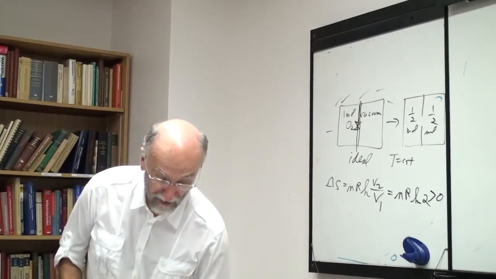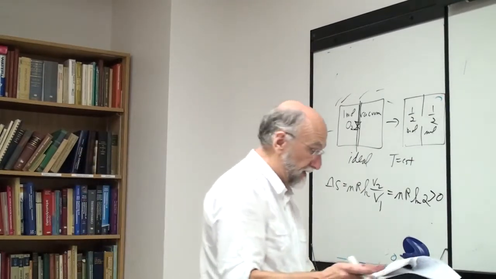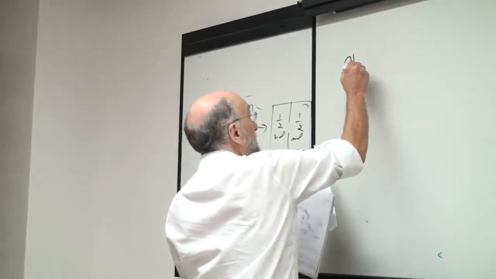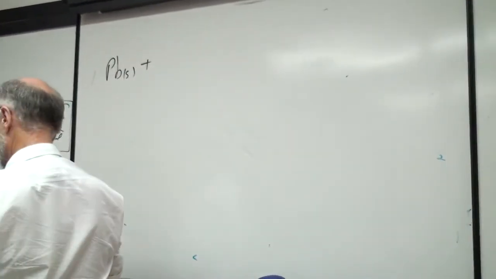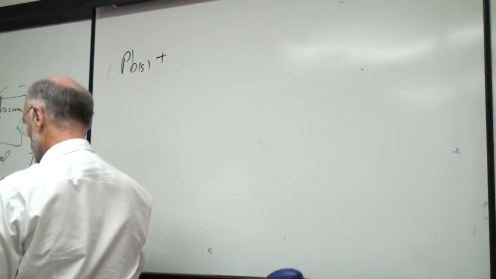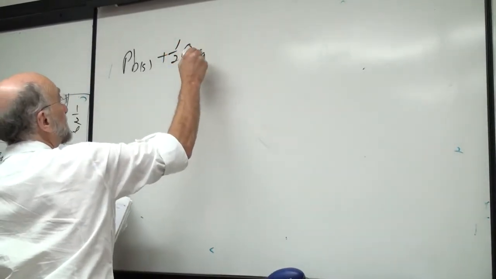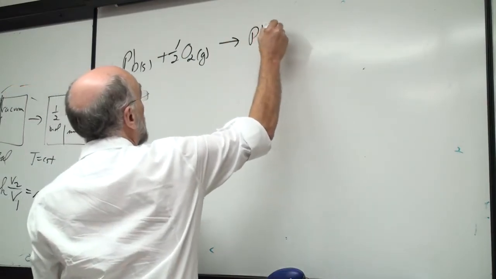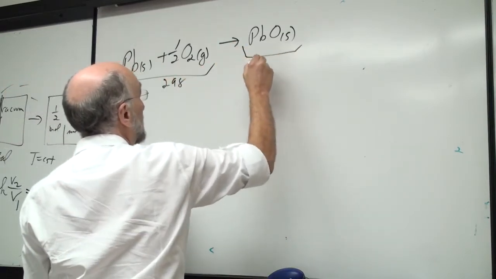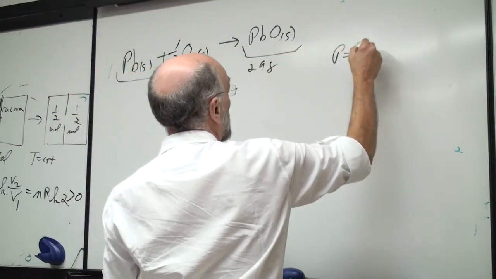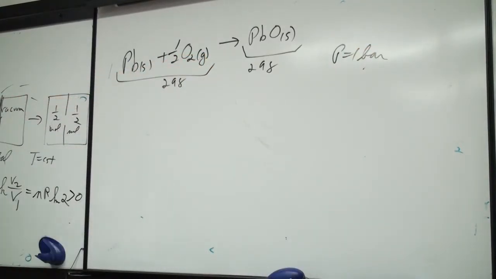Okay, chemical change, or entropy change of chemical reactions. So I consider the reaction: lead solid plus 1/2 mole of oxygen gas gives PbO solid, and we'll put this at 298 K, and pressure is 1 bar. I'm trying to calculate whether this is a spontaneous reaction or not.